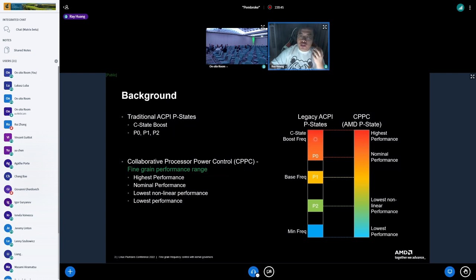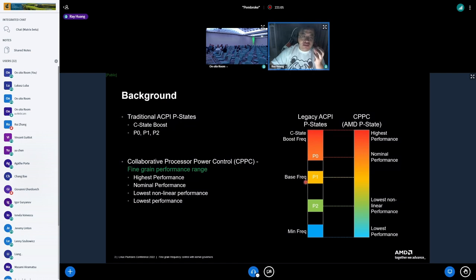Look at this picture. We map three P-states inside of this range, these three P-states, P0, P1, P2, and also the other states. But they are not fine-grained.